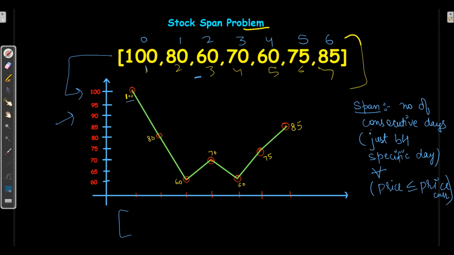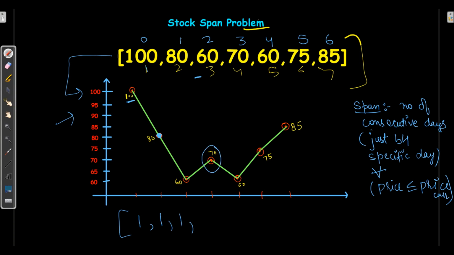Let's say here the first is 100. The span period is just 1, where I don't have any data left to it. So I'll take it as 1. Then for 80, the data left to it is 100, which is not less than. Here the span will be just 1. Then for 60, the data left to it is greater. Rather, I want the data less than. So it will be just 60 for this particular one day. So here it will be 1.